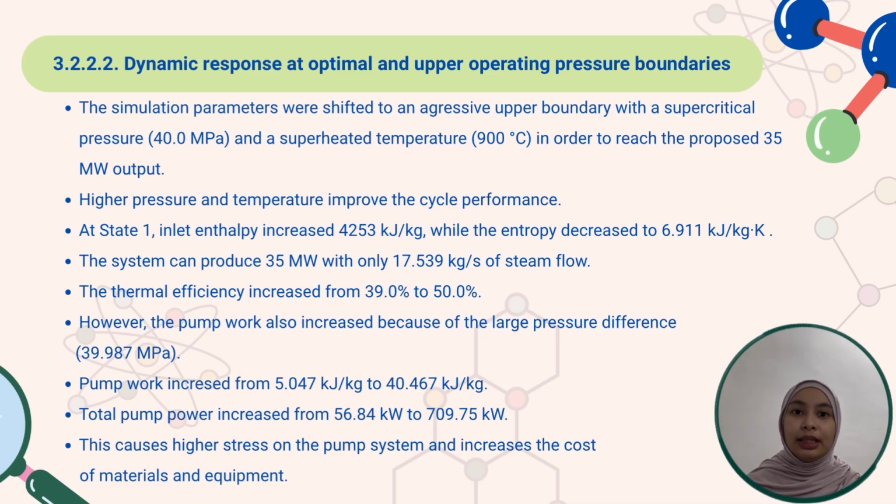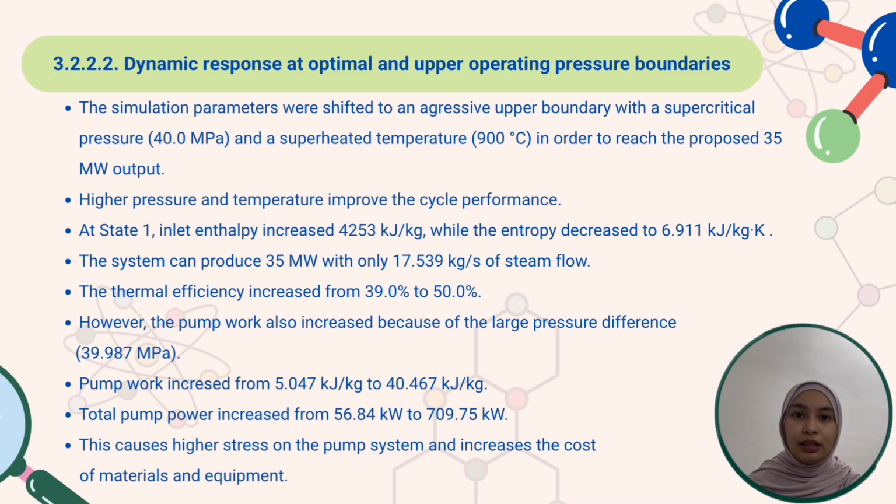At step 1, the inlet enthalpy increases to 4,253 kilojoules per kilogram while entropy decreases. Consequently, the system can produce the targeted 35 megawatts with only 17.539 kilograms per second of steam flow, pushing thermal efficiency up from 39% to an impressive 50%.